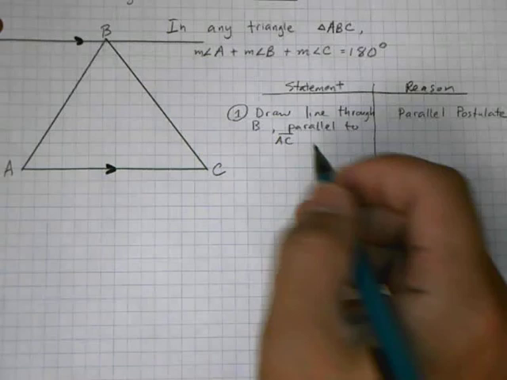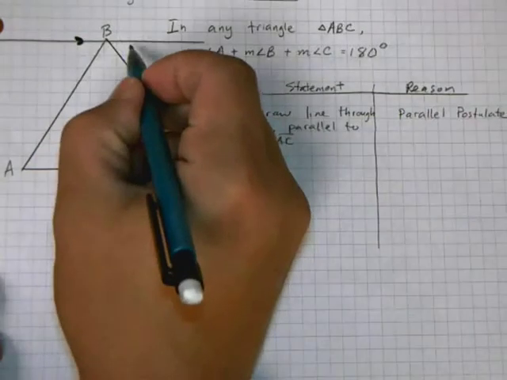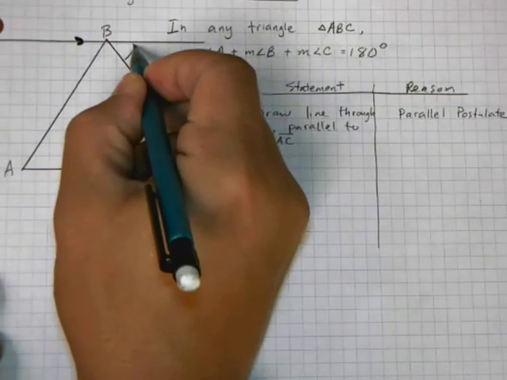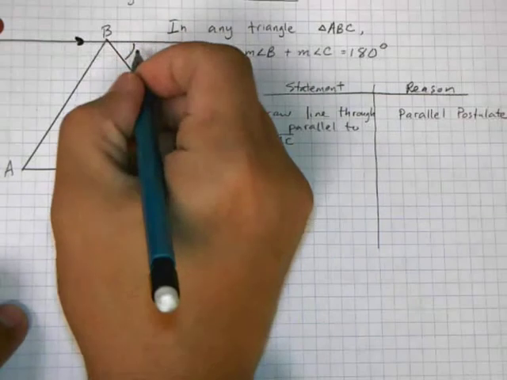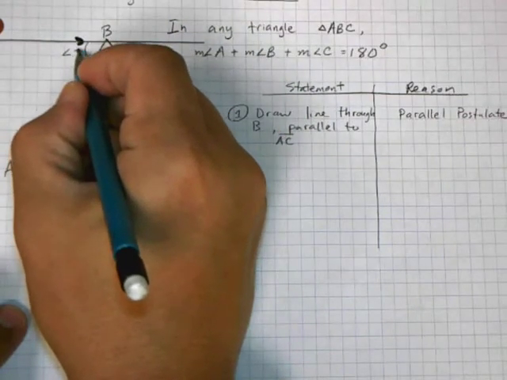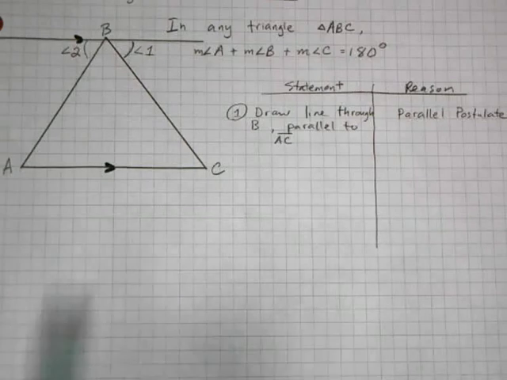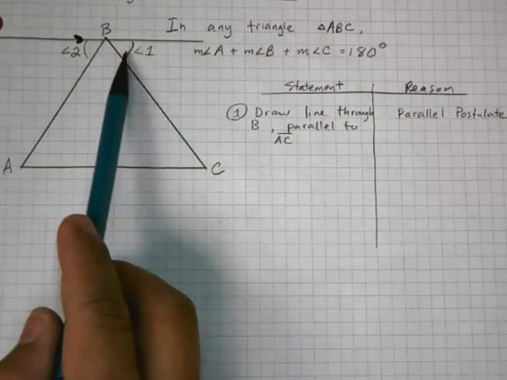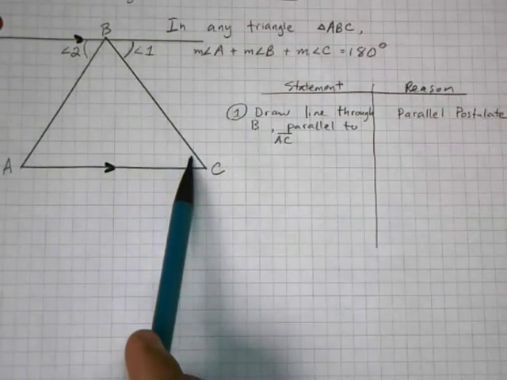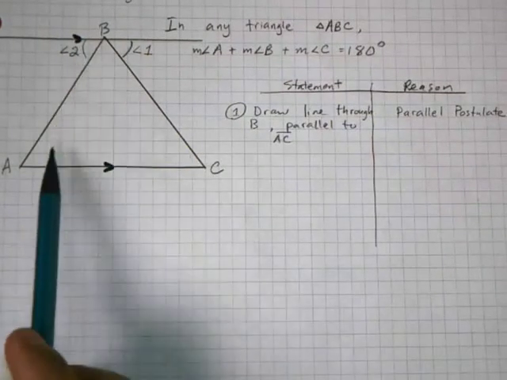Being able to draw the parallel line is very important, because now we can look at our image and I'm going to name some of these angles right here. I'm going to call this angle 1, and I'm going to call this over here angle 2. Looking at the parallel line, you can see that angle 1 and angle C are alternate interior angles, just like angle 2 and angle A.